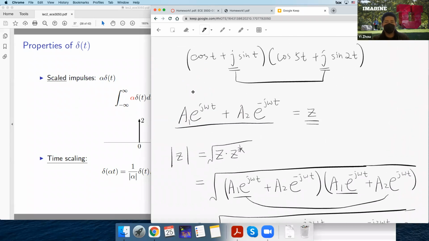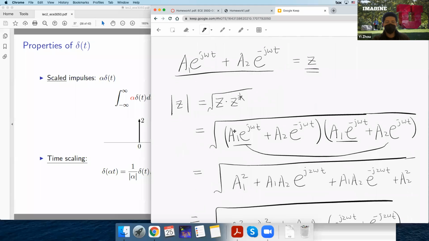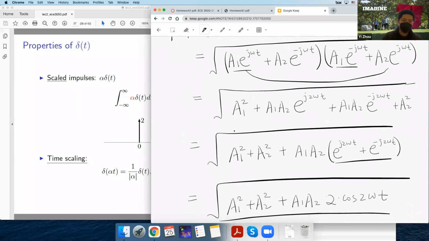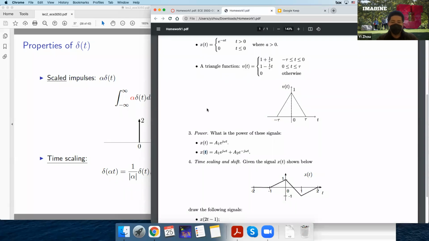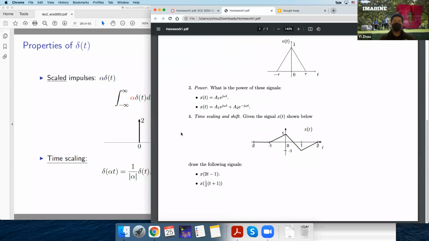This is a superposition of two complex exponential signals. And the last one is scaling and shifting of the signal. For the first one, well, we can look at one of them. Let's just look at the second one.